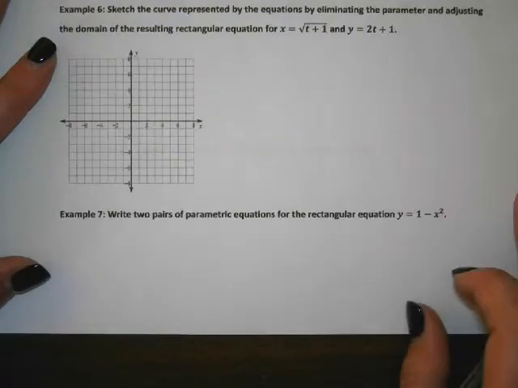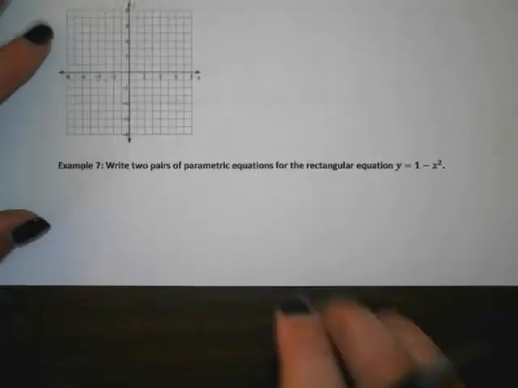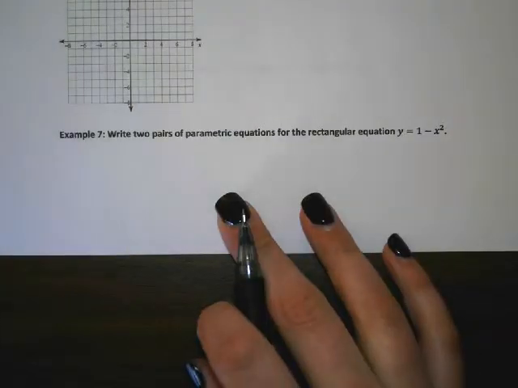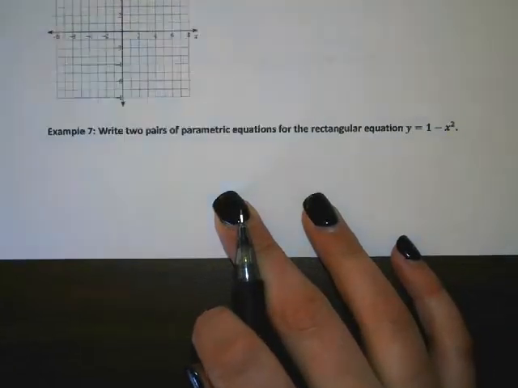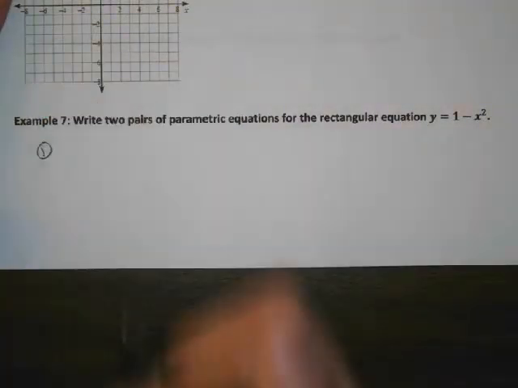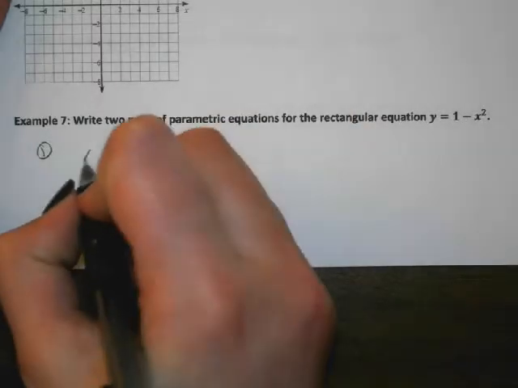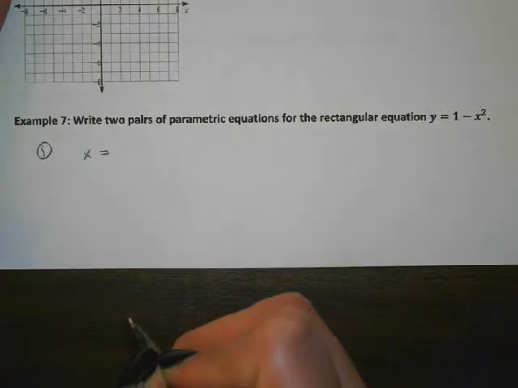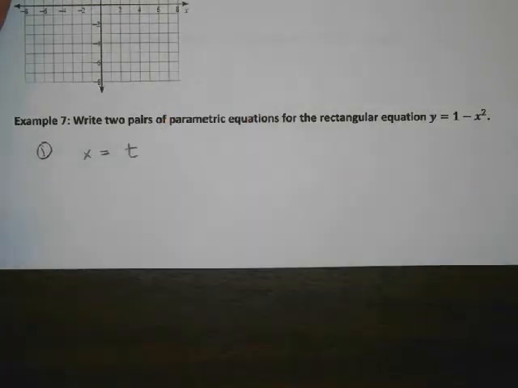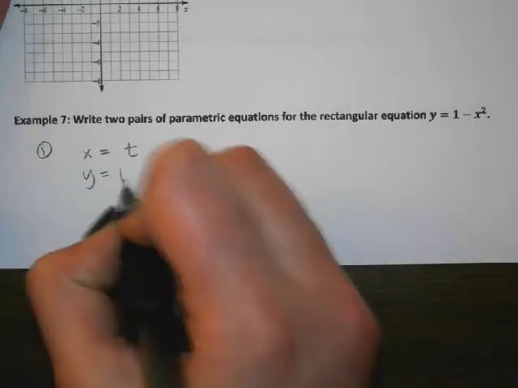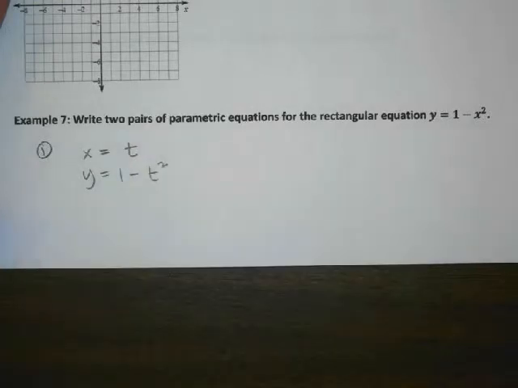All right, so it says to write two pairs of parametric equations. There's always multiple ways you can write a parametric equation. So typically what I do is I start off by figuring out what I want x to equal. And the lamest, most boring possible way you could do this is to say that x equals t. And so if x equals t, then you would say y equals 1 minus t squared.